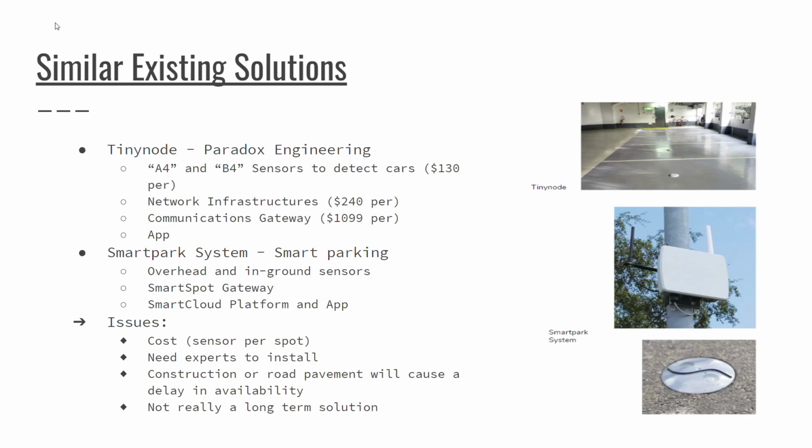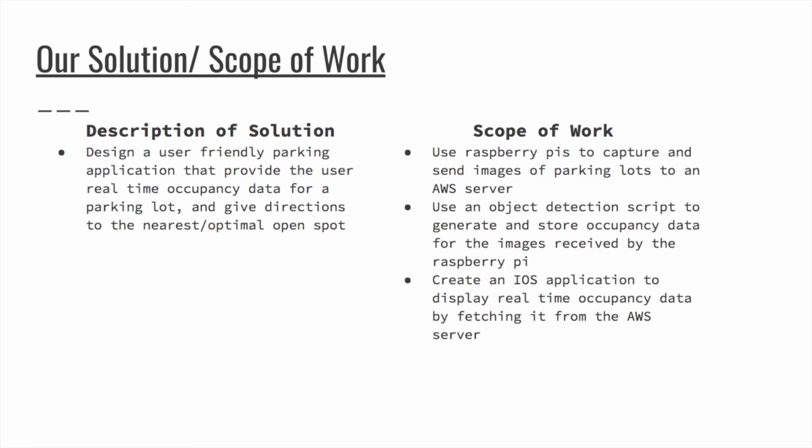So our solution in a sentence is we want to design a parking application that will provide a user with real-time occupancy data for a parking lot and be able to give the user directions to the nearest or optimal spot, where the optimal spot is defined as the spot that's closest to where they're trying to go when they exit the parking lot.